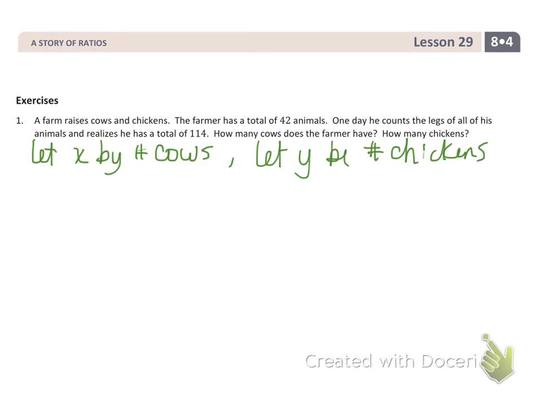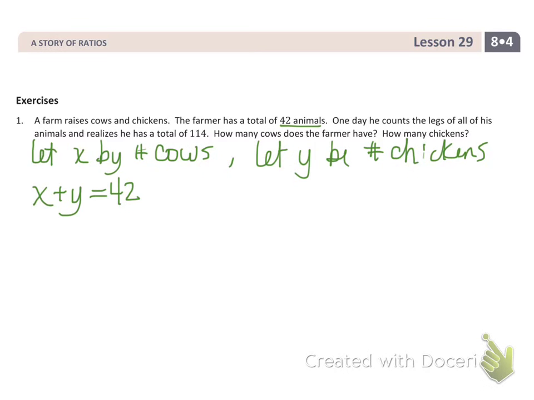Okay, so the farmer has 42 animals. So what do I know? I know that the number of cows plus the number of chickens, y, equals 42. Okay, now I have to write an equation based on the number of legs of all of his animals. So the number of legs is 114.